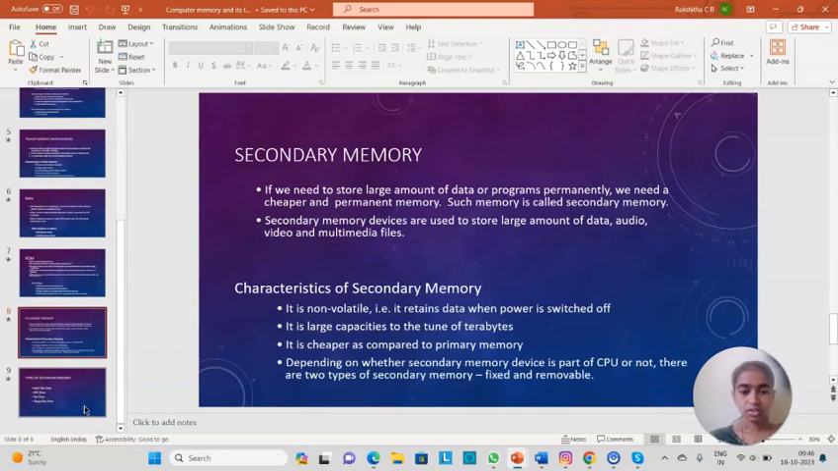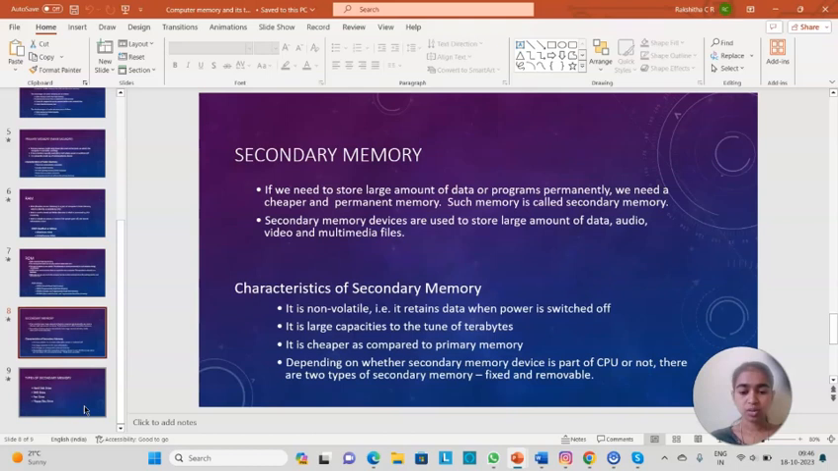Secondary memory. If we need to store a large amount of data or programs permanently, we need a cheaper and permanent memory. Such memory is called secondary memory. Secondary memory devices are used to store large amounts of data, audio, video and multimedia files.